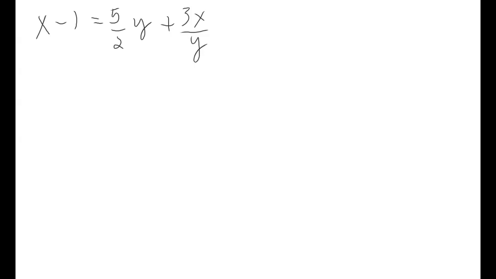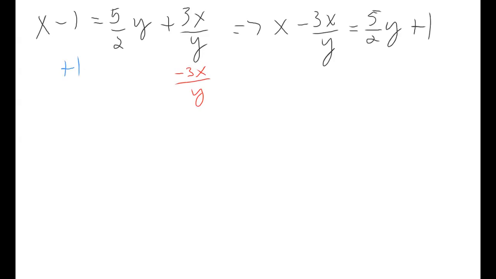So let's get the x's together, which means I am going to subtract a 3x over y. And then I want to move this 1 over as well. So I think we've been doing algebra enough, I can do 2 steps at once. So move him over. And we're going to get x minus 3x over y equals 5 halves y plus 1. All we did was move the x over to the other side and the y to its side, right?